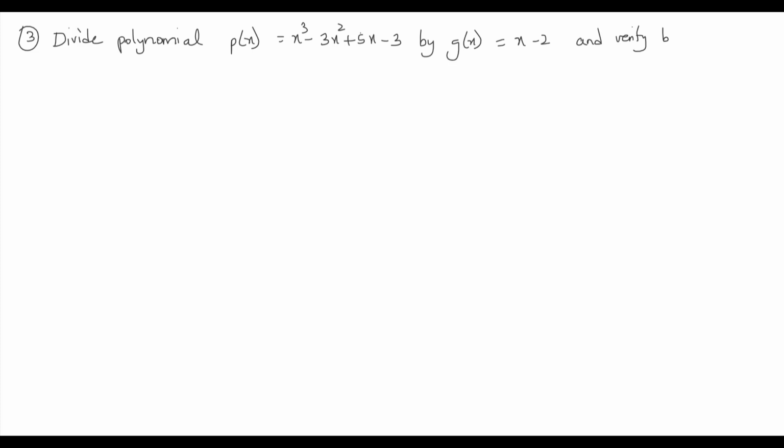Third question is, divide polynomial p of x, which is equal to x cube minus 3x square plus 5x minus 3 by another polynomial g of x, x minus 2, and verify by division algorithm. What you have to do in this sum is to divide polynomial p of x by g of x and verify it by division algorithm. Write down p of x, the polynomial is x cube minus 3x square plus 5x minus 3.